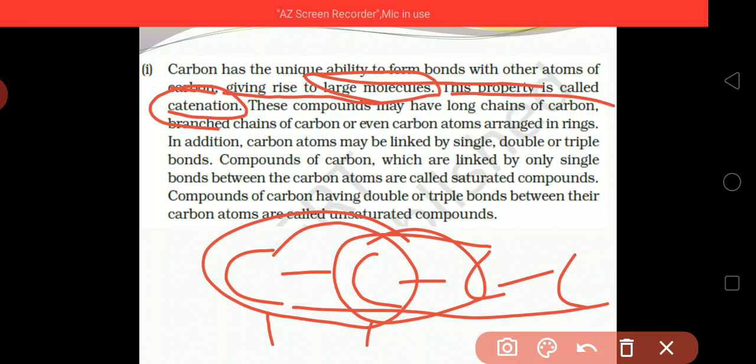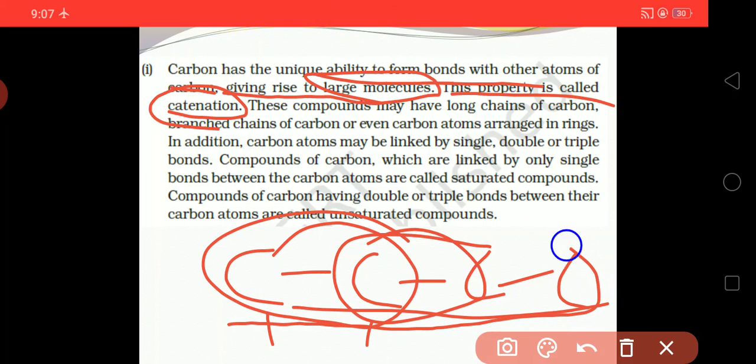It can also be a branched chain of carbon, or even carbon atoms arranged in a ring form. It can be attached with a branched chain and also in a ring form. In addition, carbon atoms may be linked by a single bond as well as a double bond and a triple bond.